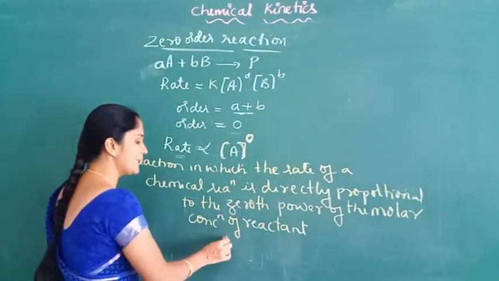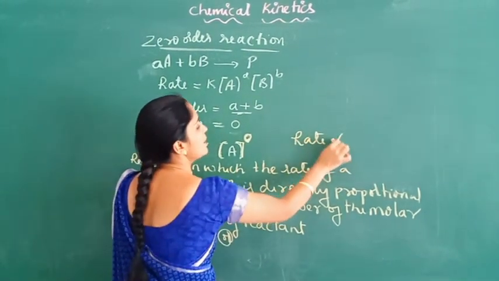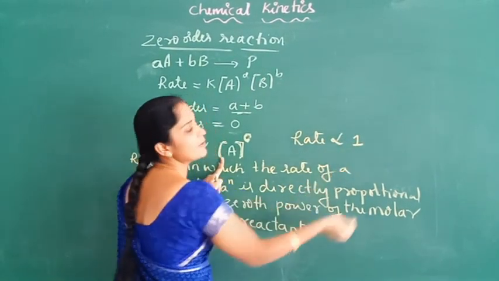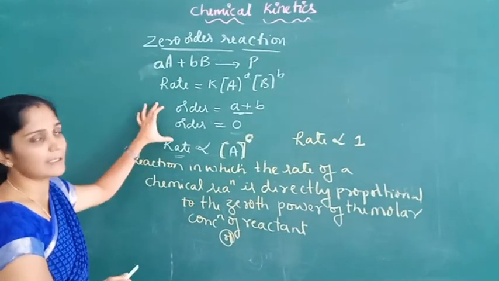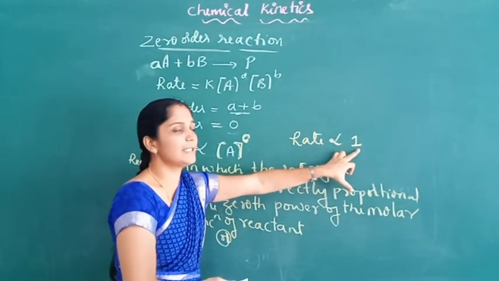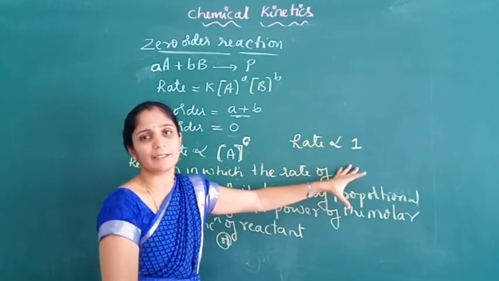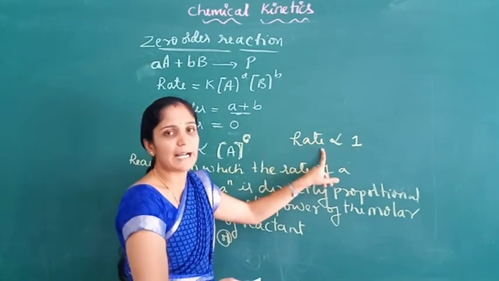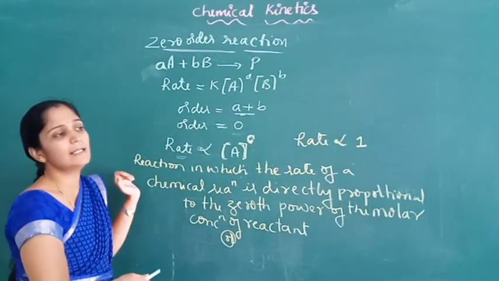Or it can also be defined this way: the rate is directly proportional to the concentration to the power 0, and anything to the power of 0 is 1. Therefore the rate is independent of the concentration of the reactant, which is also known as a zero order reaction. A reaction is said to be zero order when the rate of the reaction does not depend upon the concentration of the reactant.